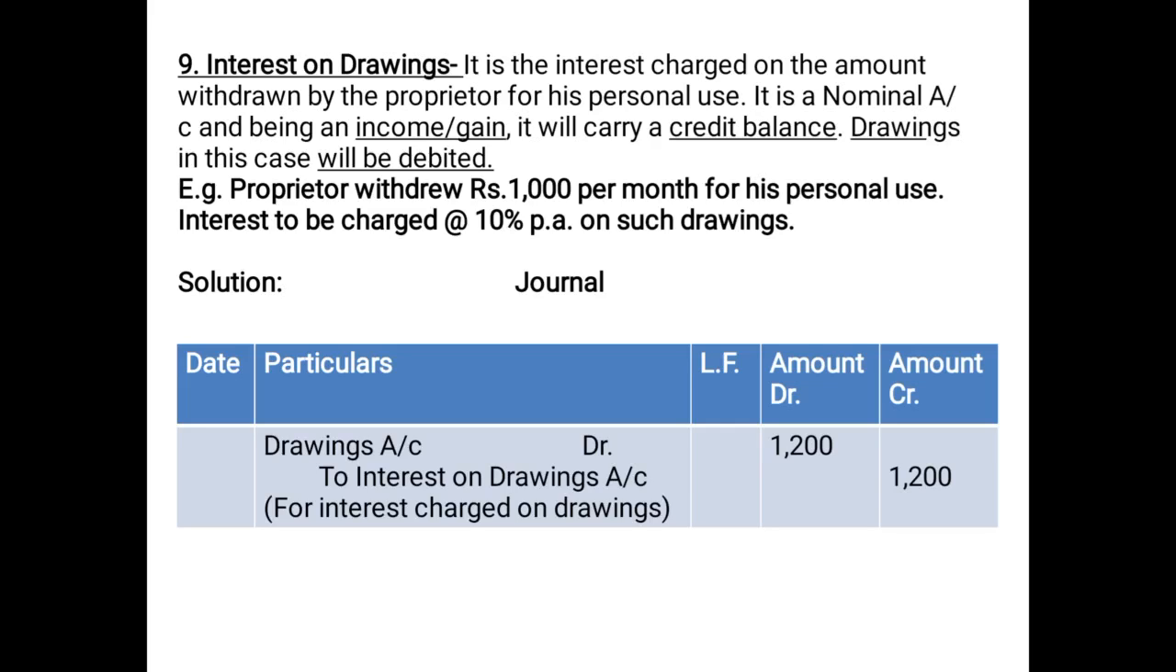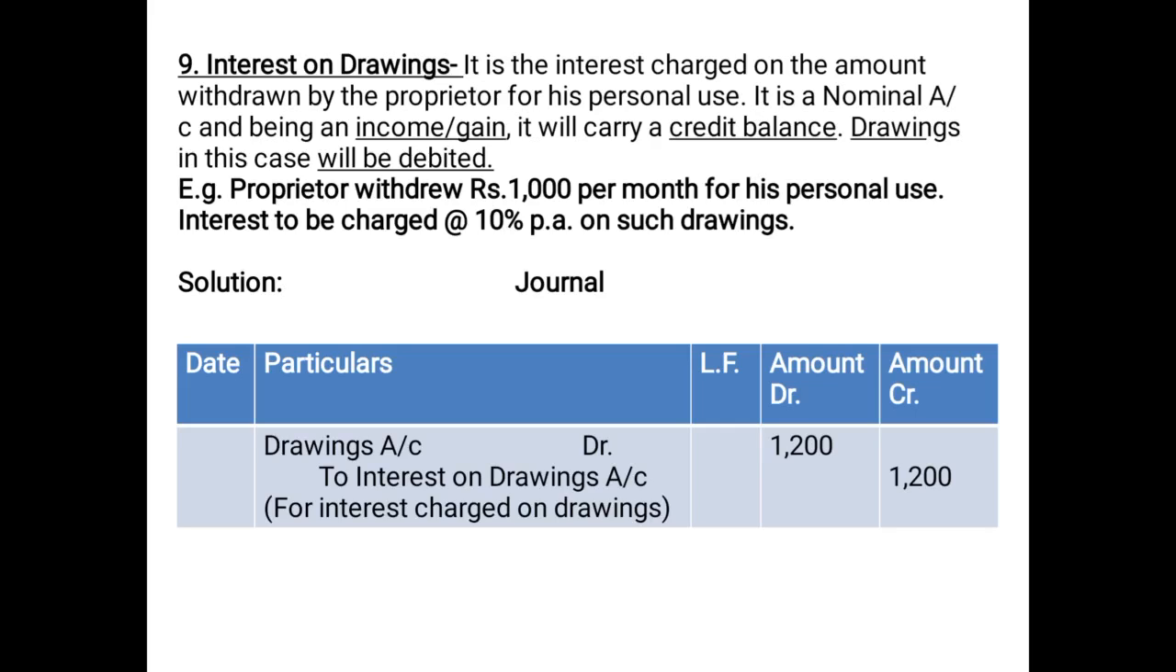As you can see, it is the interest charged on the amount withdrawn by the proprietor for his personal use. It is a nominal account. Being an income or gain, it will carry a credit balance, and drawings in this case will be debited. And why will drawings be debited? Because it will be added to the amount of drawings. For example, the proprietor withdrew rupees 1,000 per month for his personal use. If he is withdrawing 1,000 per month, there are 12 months in an accounting year. So 1,000 into 12, that means 12,000 is the total drawings.